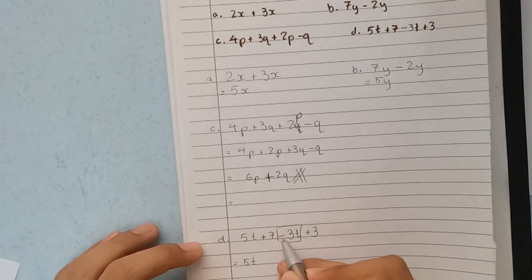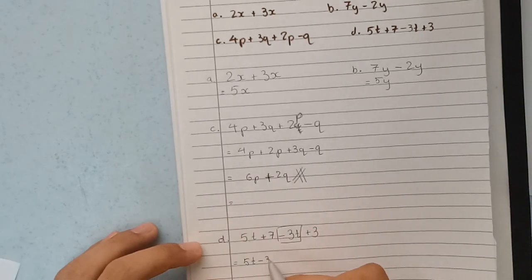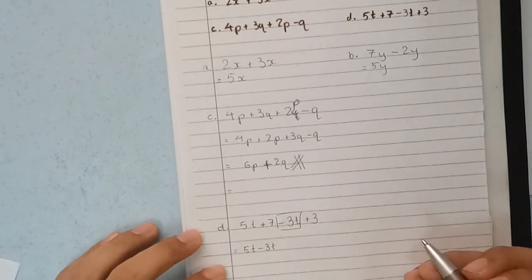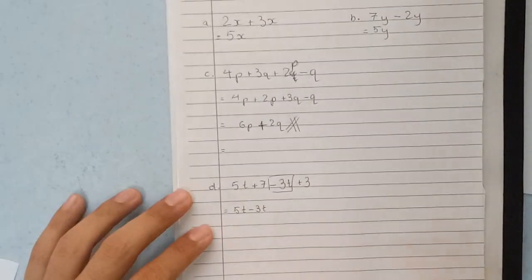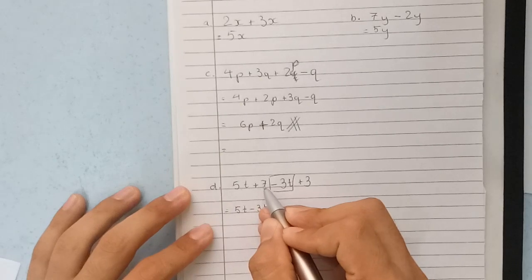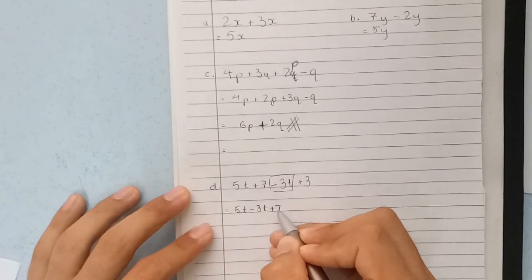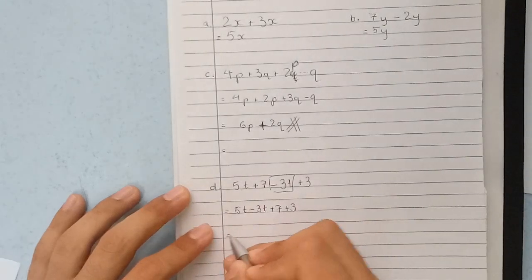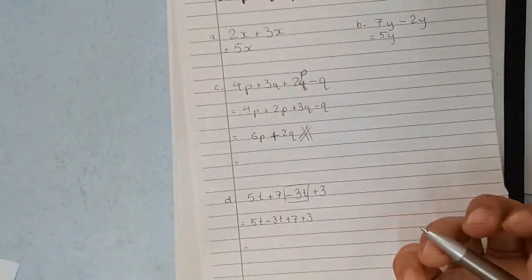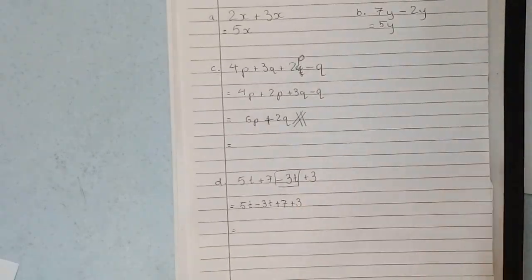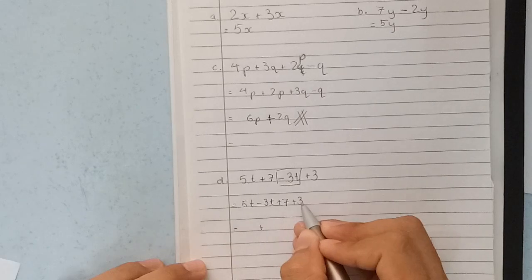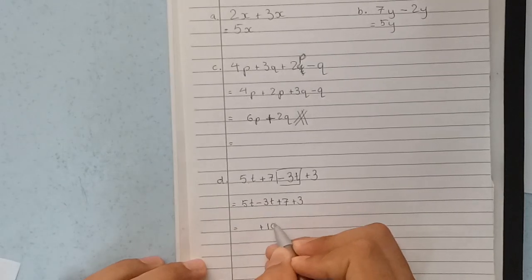See, this negative sign belongs to 3t, so I move them together. Do not change the sign. It's very important. Plus positive 7, positive 3, because two of them don't have any letter, which means they are just normal numbers. You can add them together. 7 plus 3 you have 10.